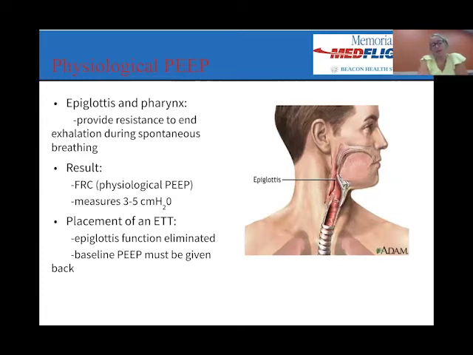That our body does for ourselves. So if you take an ET tube and you stick it down somebody's throat, you've now taken out their epiglottis and pharynx and you've wiped out their PEEP, which is why we set PEEP on every patient. Pretty normal is 5.